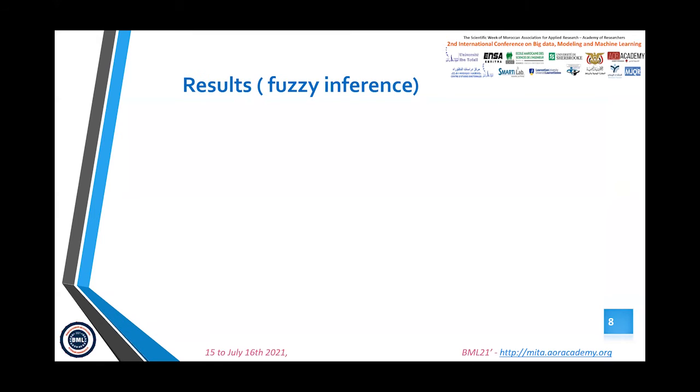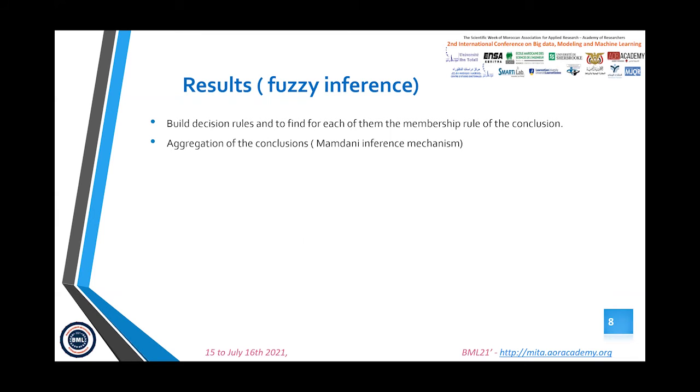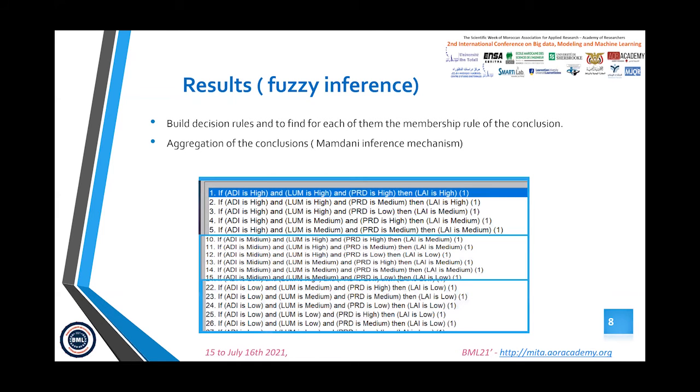The second step is fuzzy inference. This step is where human reasoning will be applied. This phase consists of two steps. The first one is to build decision rules and to find for each of them the membership rule of the conclusion. The second one consists of the aggregation of conclusions. For this step, we use the Mamdani inference mechanism. As you can see, here is an example of rules for our fuzzy inference system.